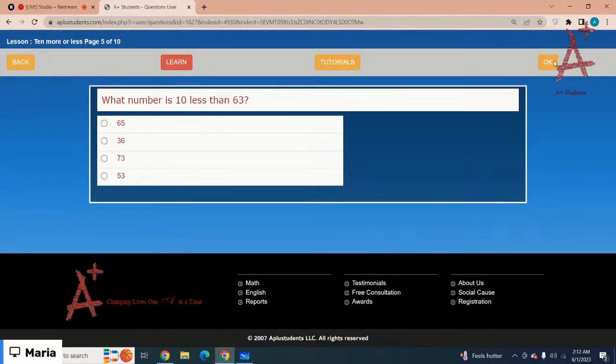What number is 10 less than 63? So you have to subtract 1 from the digit that is at the tens position. So which is the correct option?